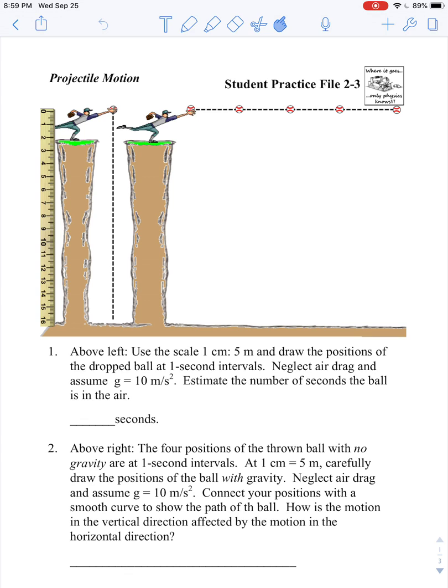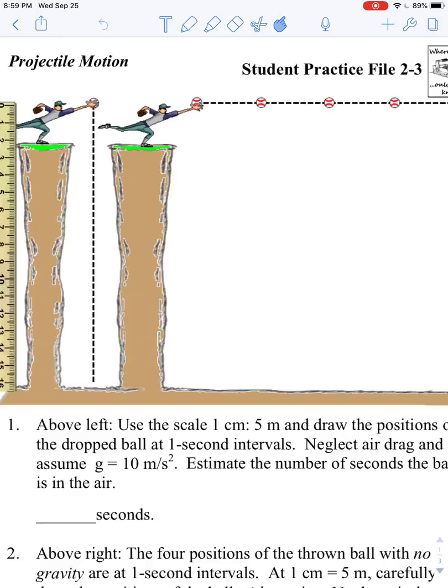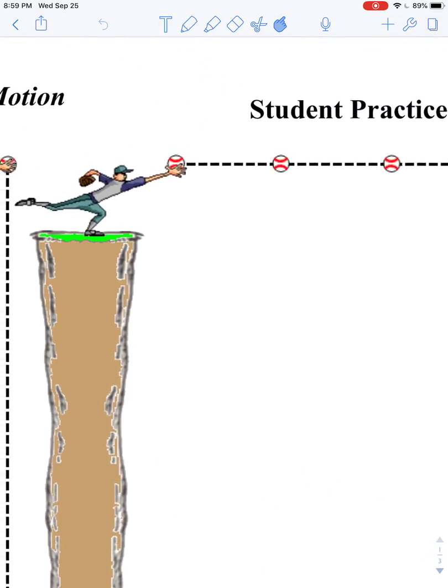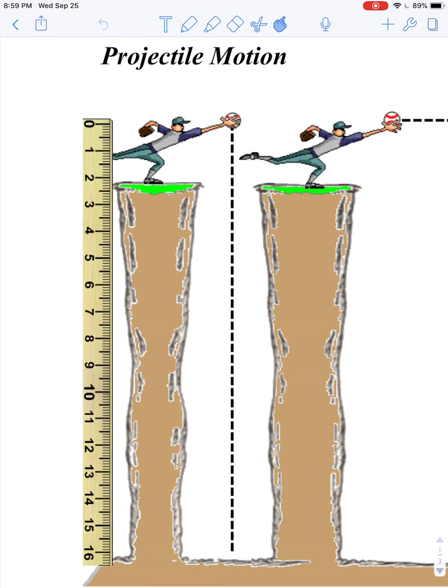draw the positions of the dropped ball at 1 second intervals, neglect air drag, and assume gravity is equal to 10 meters per second squared. Estimate the number of seconds the ball is in the air. And so what this really is, we have a picture of a baseball player over here on the right who's going to throw the ball, but before we worry about what's going on there, what we're really going to be doing here is we're going to be reviewing Freefall.